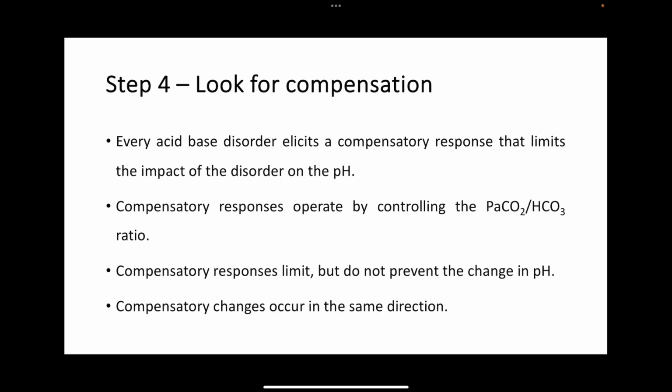Now, the fourth step is to look for compensation. Every acid-base disorder elicits a compensatory response that limits the impact of the disorder on the pH. Compensatory responses operate by controlling the PaCO2-HCO3 ratio. The compensatory responses limit but do not prevent the change in pH, and compensatory changes occur in the same direction, obviously because they have to maintain the ratio.